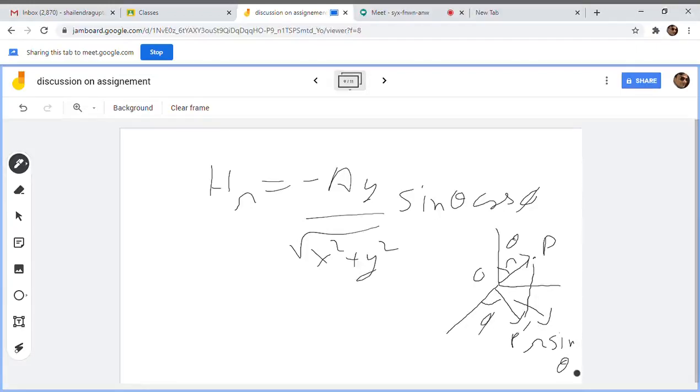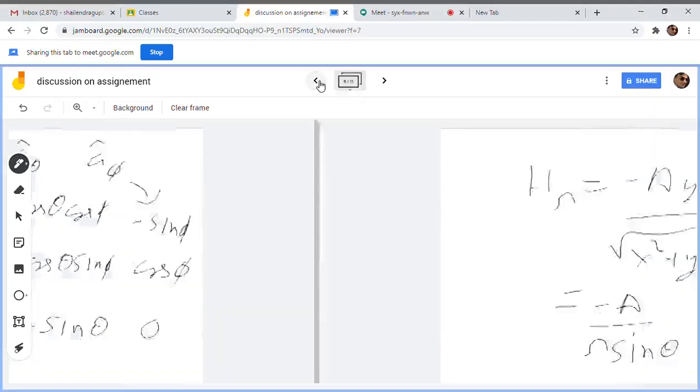So you can directly write this as r sine theta. So minus ay by r sine theta. And one mistake I think we have made here.